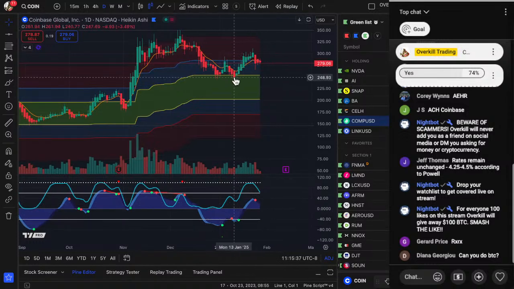You got the last one right there at around 250. It went up to 306, 307. That was a really nice trade.